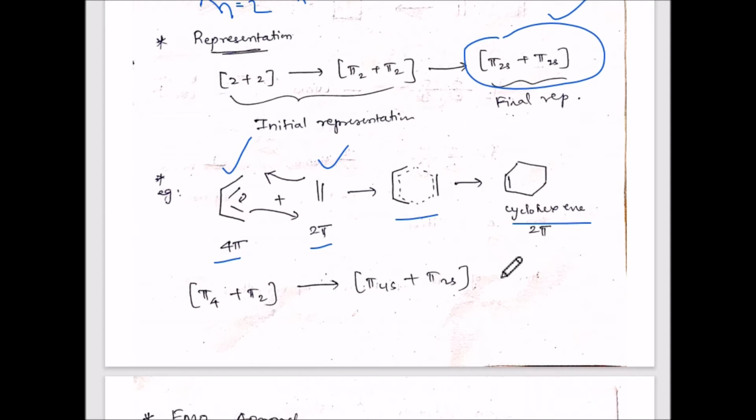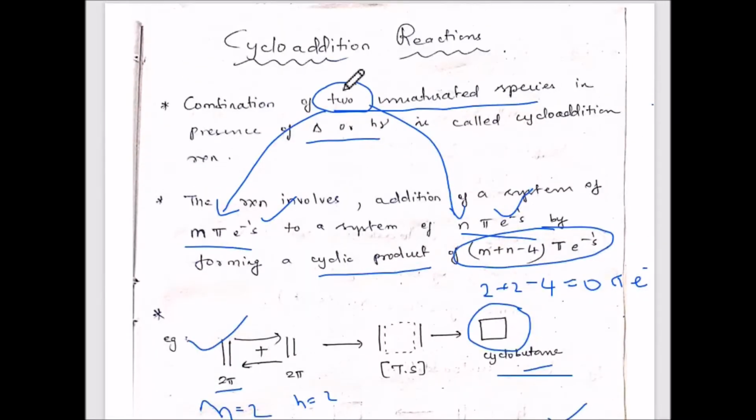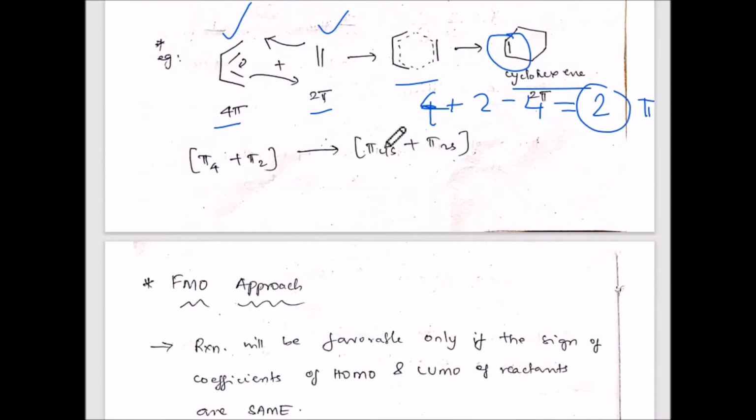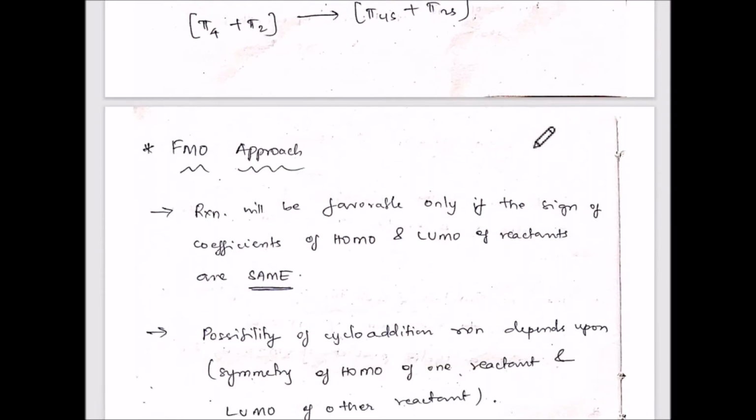You have 4 and 2, right? m plus n minus 4 is the formula. So 4 plus 2 minus 4. What is the answer? 4 plus 2 is 6, minus 4, you get 2. So you end up with a 2 pi electron system. You have 2 pi electrons over here, that is 1 pi bond. This is how you will understand the pericyclic cycloaddition reactions, right? This is a general idea about the cycloaddition.